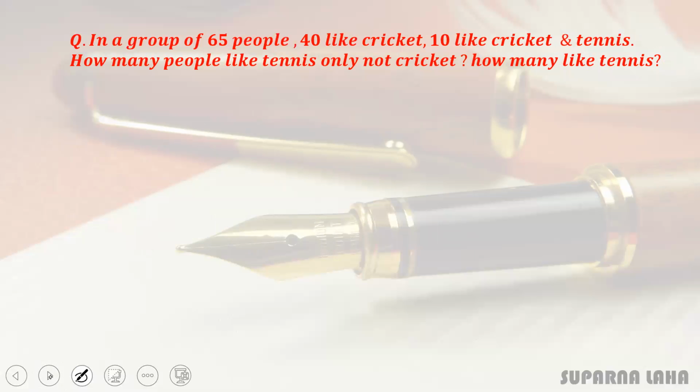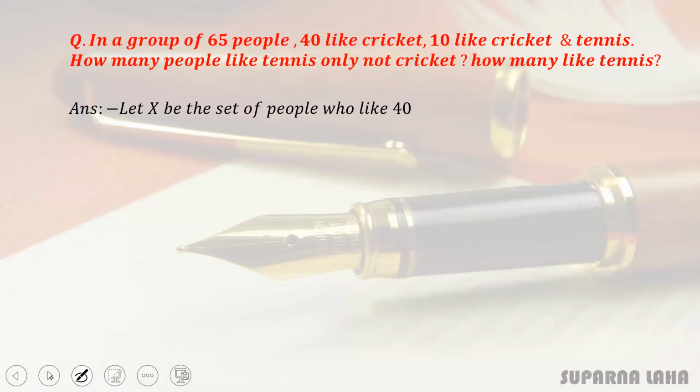In a group of 65 people, 40 like cricket, 10 like cricket and tennis. How many people like tennis only, not cricket? So the first step is to make two sets of people: those who like cricket and those who like tennis.